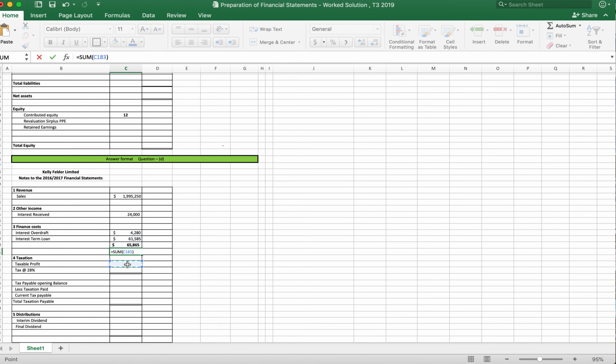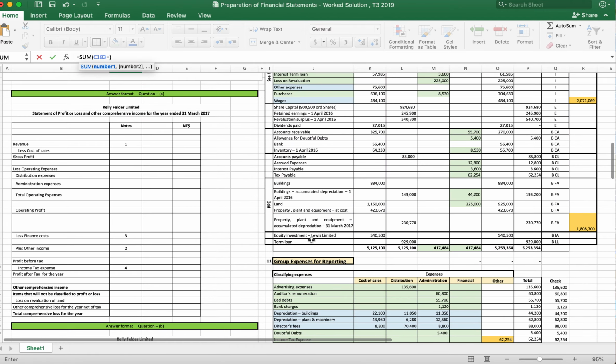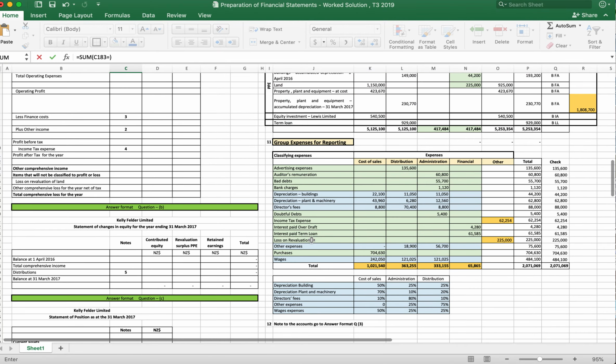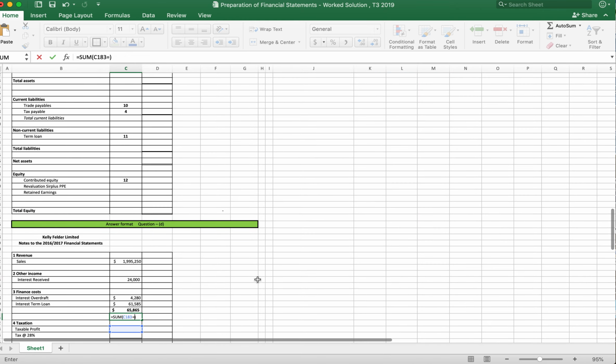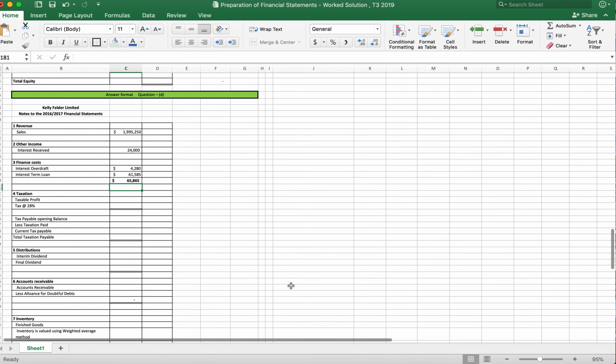Taxation, taxable profit equals taxable profit. Okay, might come back to this because probably need to get that from here. Okay, so I know I can come back to that one. Okay, right.